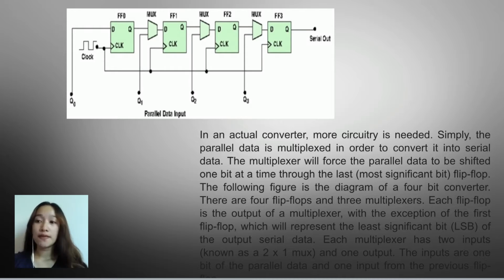There are 4 flip-flops and 3 multiplexers. Each flip-flop is the output of a multiplexer, with the exception of the first flip-flop, which will represent the least significant bit, or the LSB, of the output serial data. Each multiplexer has 2 inputs, known as a 2x1 mux, and 1 output. The inputs are 1 bit of the parallel data and 1 input from the previous flip-flop.